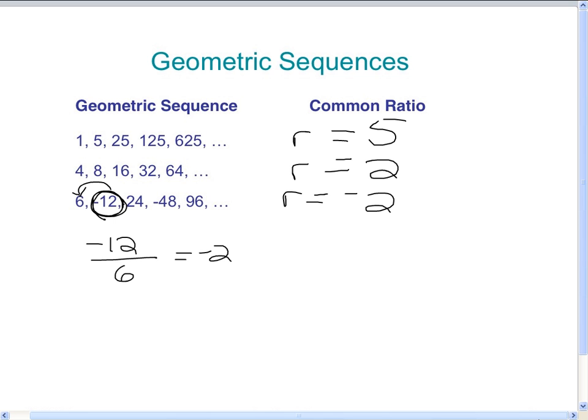And it doesn't actually have to be the first and second term. What you can do is take any pair at all, it doesn't matter, and take the second one divided by the one that's prior. So if you take 625 divided by 125, you'll get a common ratio of 5.